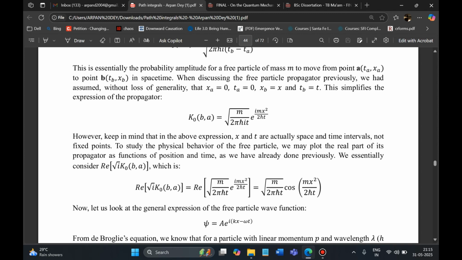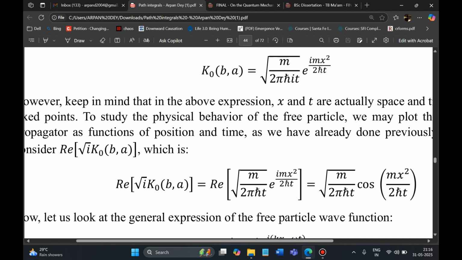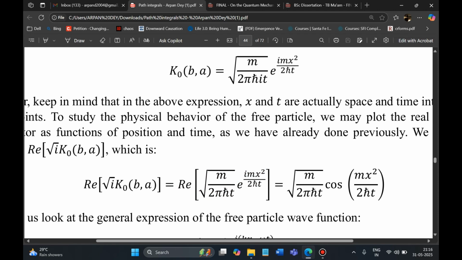So let's just write it. We also calculate the real part of this expression multiplied by root i. We already did this when I showed you the plots with respect to position and time of this thing. So basically, the real part of this thing. We have already multiplied with negative root i, so there will be no i in the denominator. This is anyway a real quantity, and here e to the i x is cos x plus i sin x.